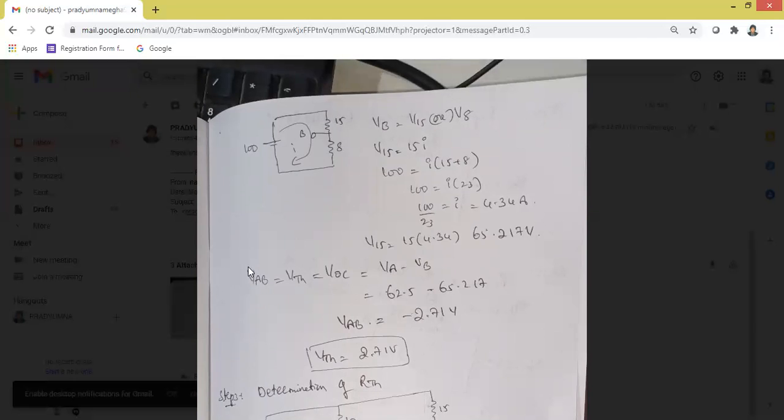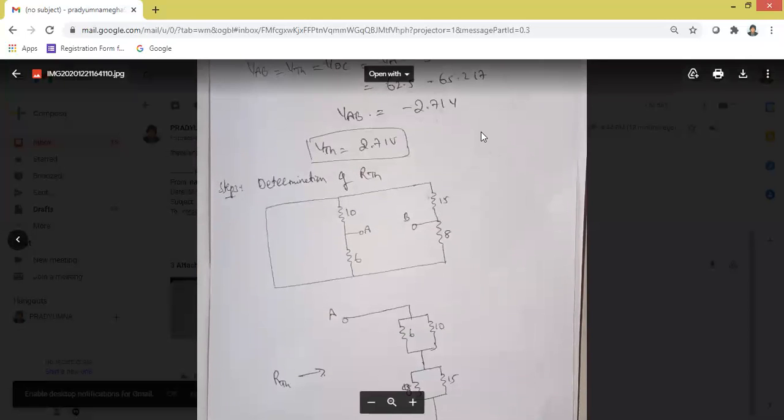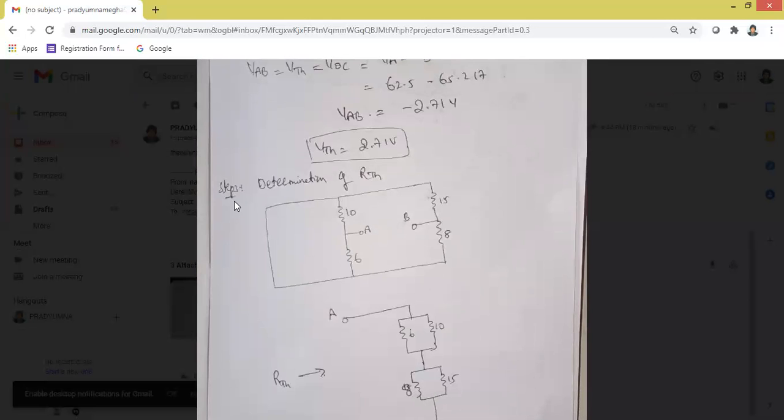The voltage across terminals A and B is nothing but the open circuit voltage, or the Thevenin's voltage, VA minus VB. So VA is 62.5, which we have achieved. Right now VB is nothing but 65.21. So we do get VAB is equal to minus 2.71. We are supposed to take the potential as the Thevenin's voltage, 2.71 is the voltage. So next step, after calculation of VTH, you have to go for the determination of the RTH, Thevenin's resistance.